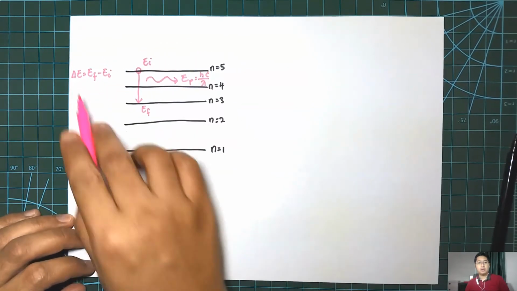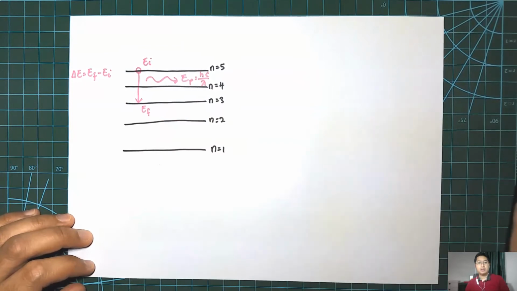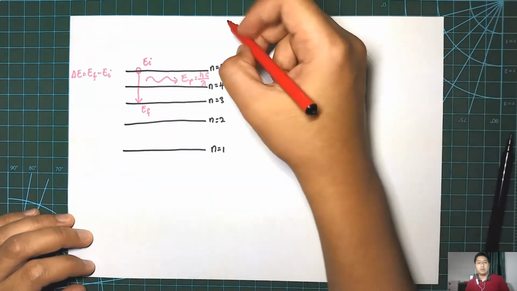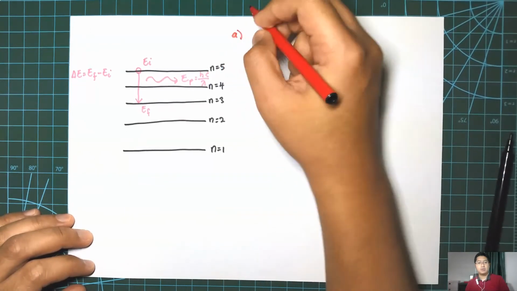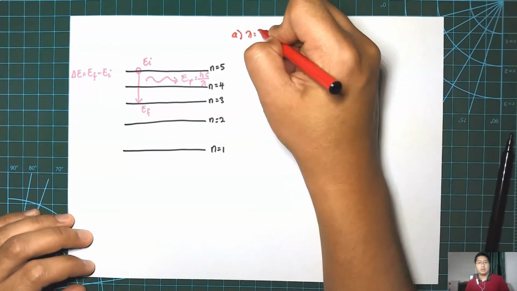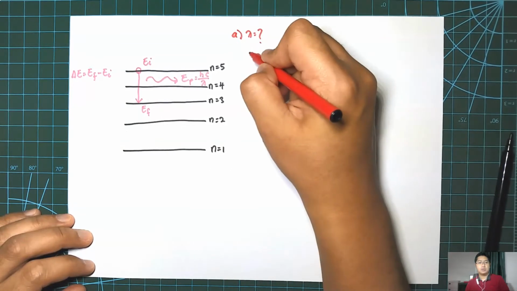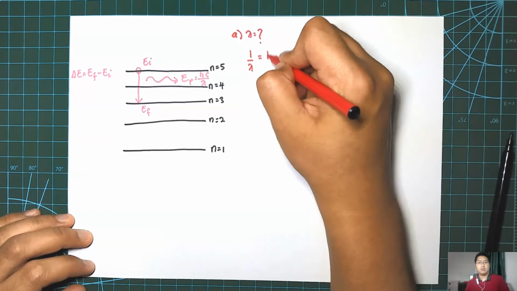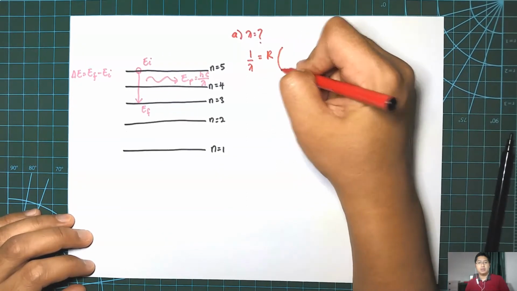We can calculate the energy of the photon by using the equation E_photon equals hc over lambda, or we can also calculate using the change of energy equals final energy minus initial energy, if we know the energy of each energy state.